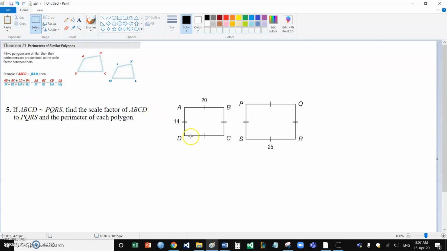If ABCD is similar to PQRS, find the scale factor of ABCD to PQRS and the perimeter of each polygon. Now, to find the scale factor, we need to divide two corresponding sides. Let's look at these rectangles. We know that opposite sides of a rectangle are equal. So if this is 20, this is 20, and this is 14, and this is 25.